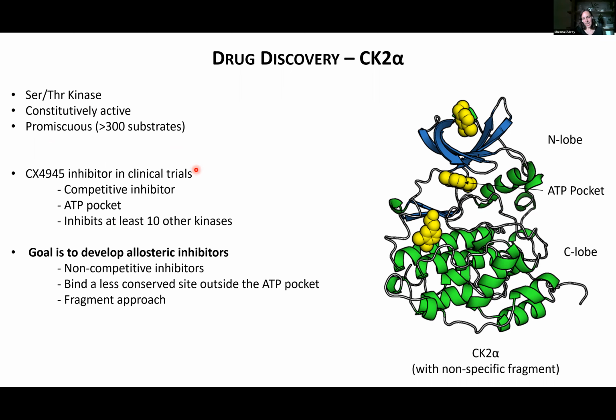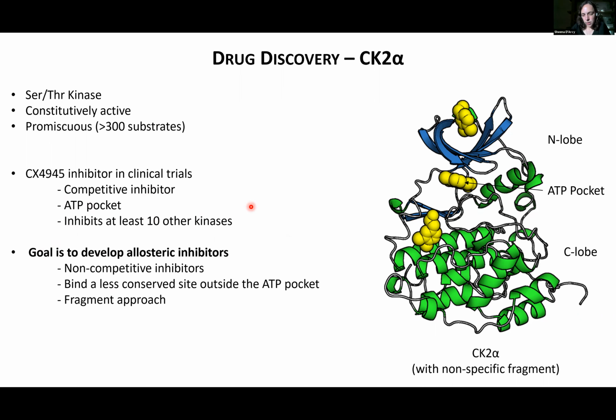There is already a clinical candidate in trials, this CX4945. Now, this is a pretty standard kinase inhibitor in that it's a competitive inhibitor that binds here in the ATP pocket. Now, while these can be useful, they also come with some problems, particularly off-target effects. And this inhibitor is already known to inhibit at least 10 other kinases.